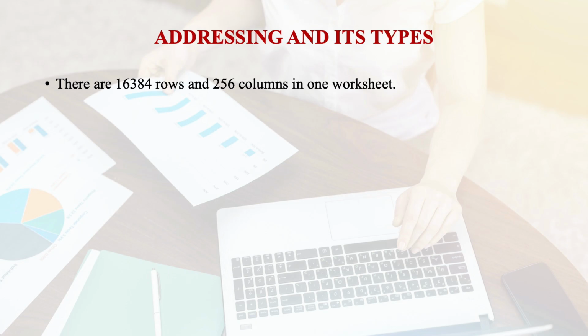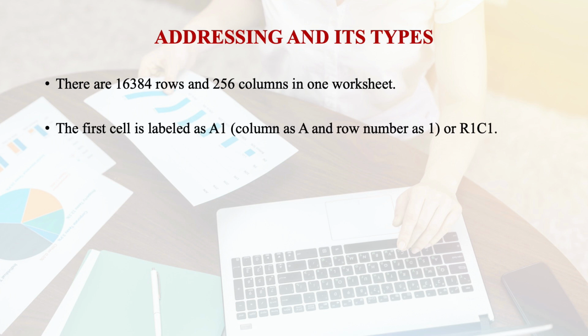Now one more thing you should know is what the different types of addressing are. We discussed in our earlier session that we have relative addressing and absolute addressing. Actually, an address is a reference to a cell. In an Excel worksheet we have 16,384 rows and 256 columns. That means this many cells are available in one worksheet, and each cell has an address composed of a row and a column.